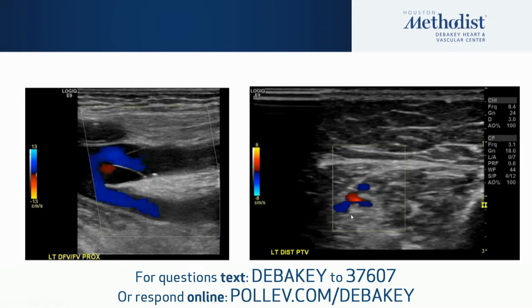pictures. And here's an example when we're looking at the lower extremity. We really want to also identify the tibial veins, and in this case the posterior tibial vein. We always look for a paired vein. Sometimes you may have a thrombosis in one or the other, if not necessarily both.